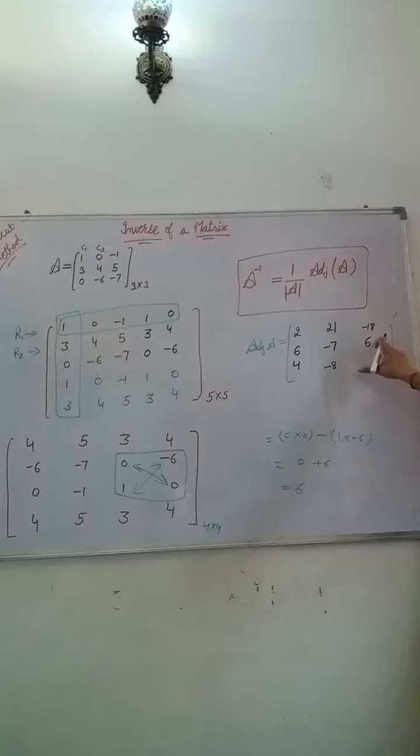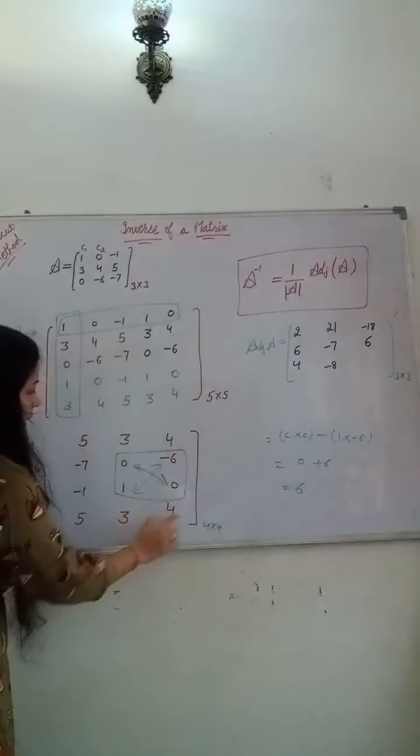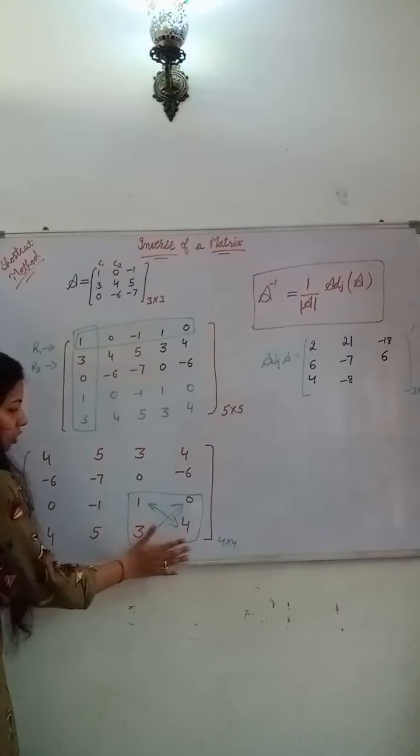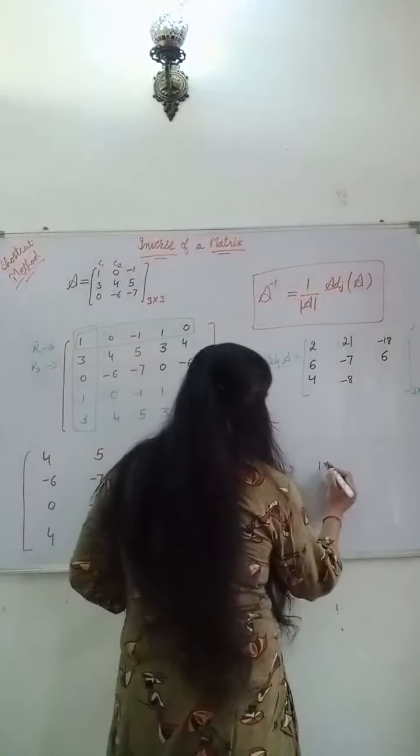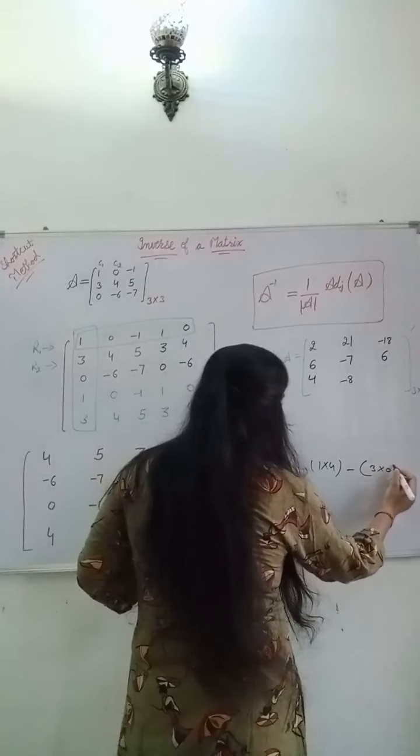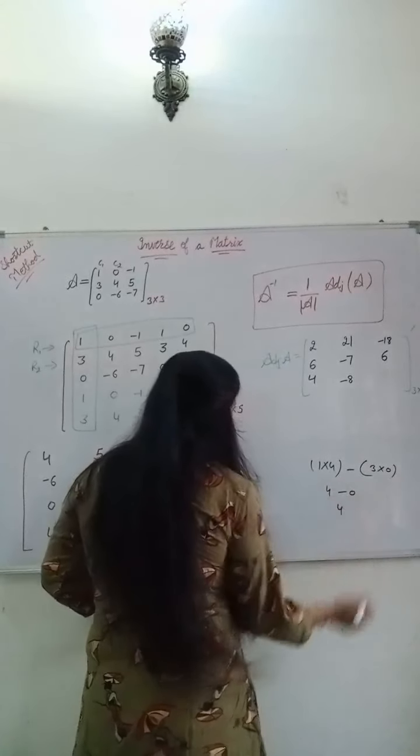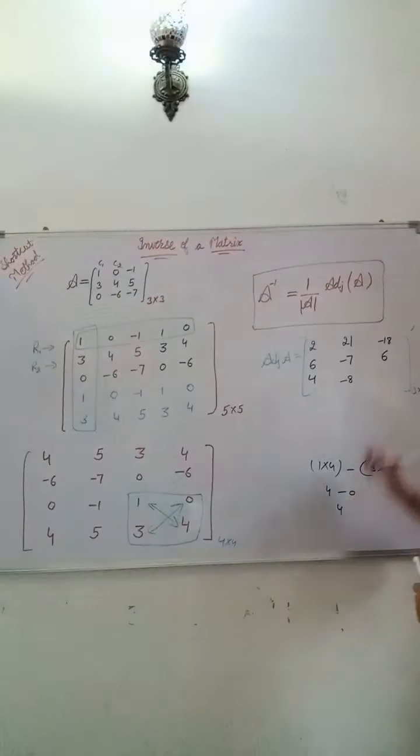Now take the last 4 elements and do their cross multiplication. 1 into 4, here subtraction sign, 3 into 0. Here 4 minus 0, that is 4. So here you can see from this I get 4. Now put here 4. That's it.